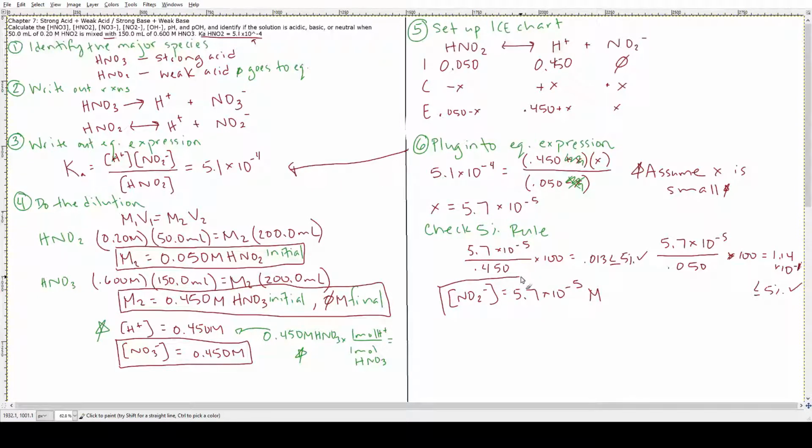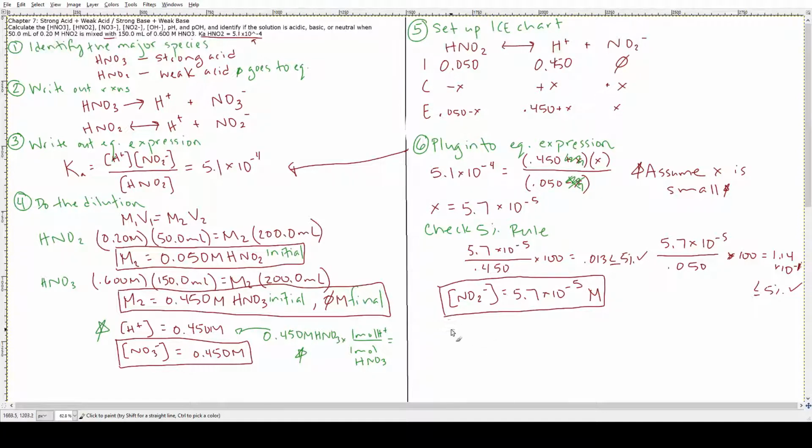I can box that molarity. How many sig figs did I have there? Just 2 from that 0.050, and 2 from my 5.1. Okay, that one's done. I can figure out my HNO2 concentration.